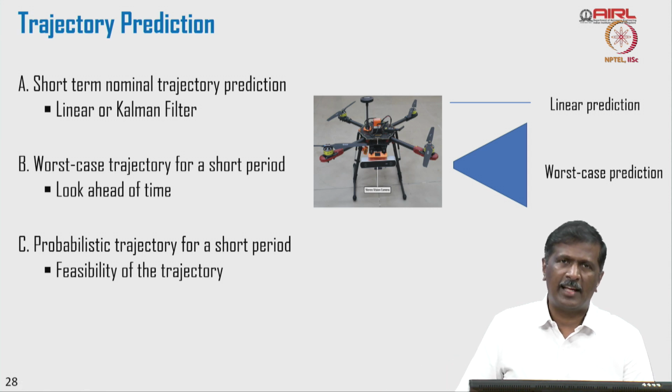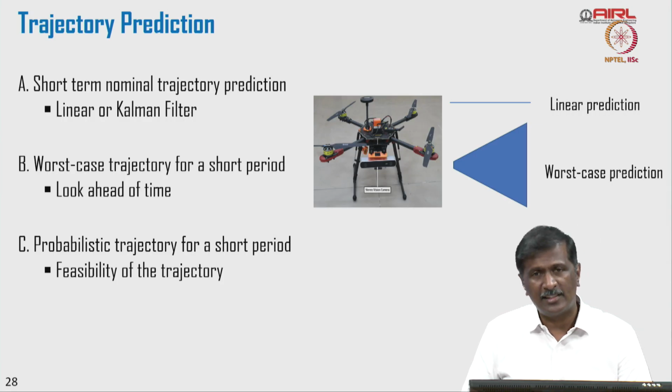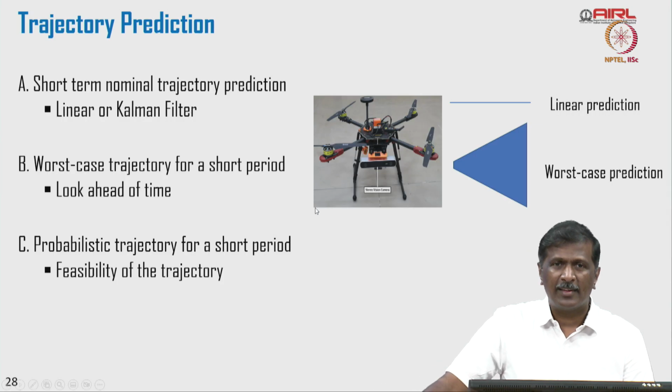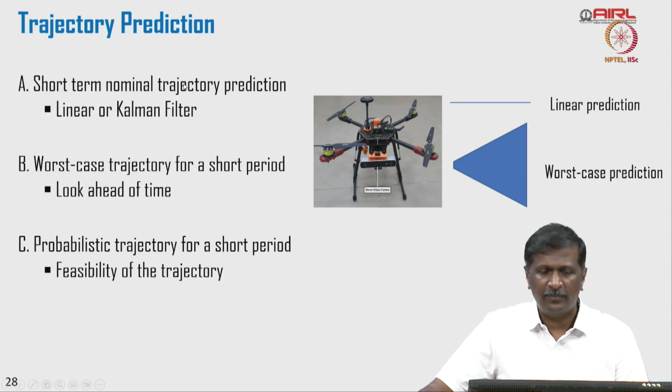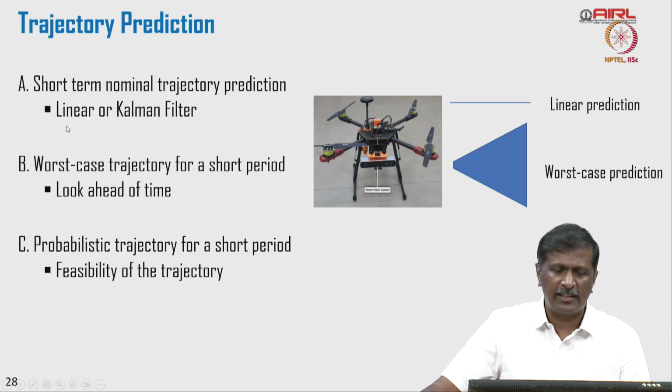Now, somehow I detected the target. I am detecting it continuously. What is more important? I need to predict the trajectory of the target, right? I need to know the short term nominal trajectory. The next 1-2 seconds, what's going to happen? I can just simply use a linear model or a Kalman filter to get the nominal trajectory of these drones, right? I can just get the prediction like this.